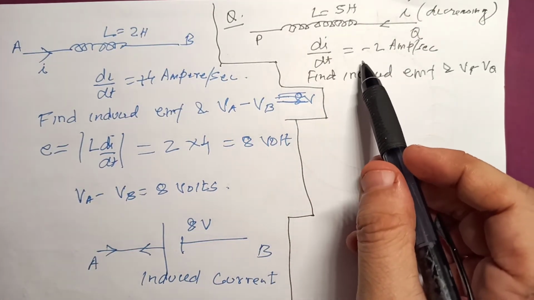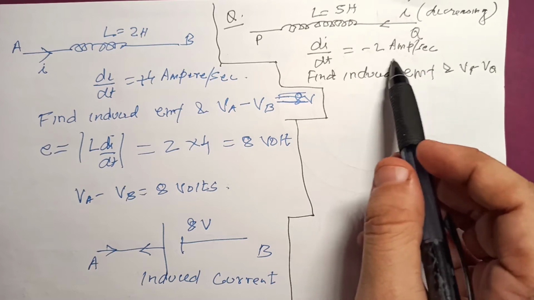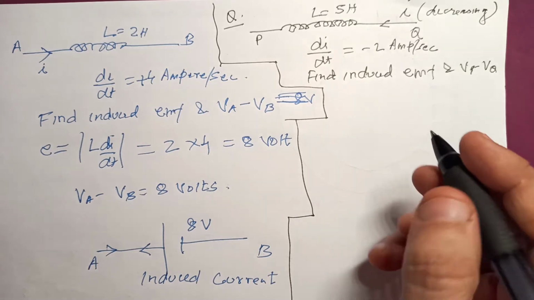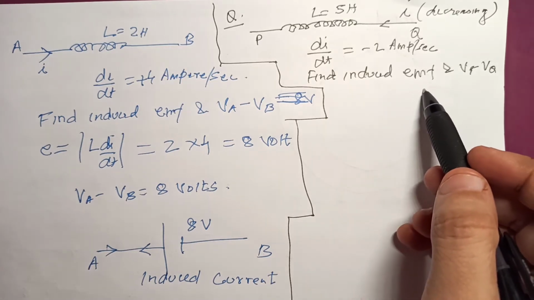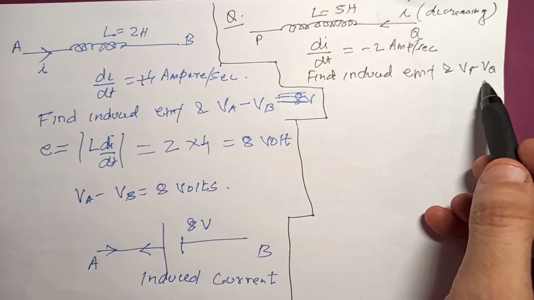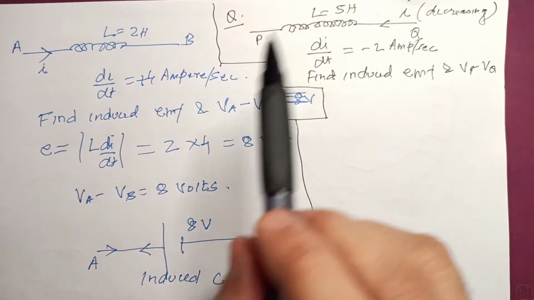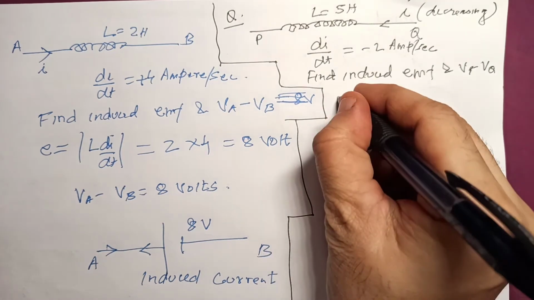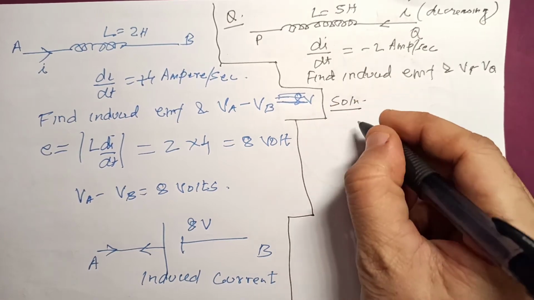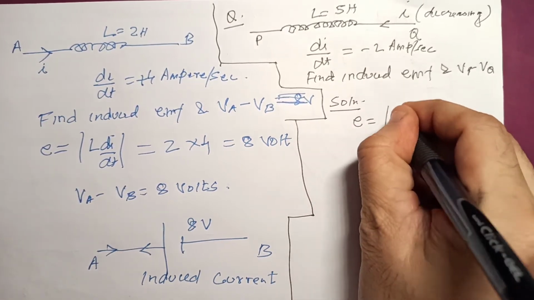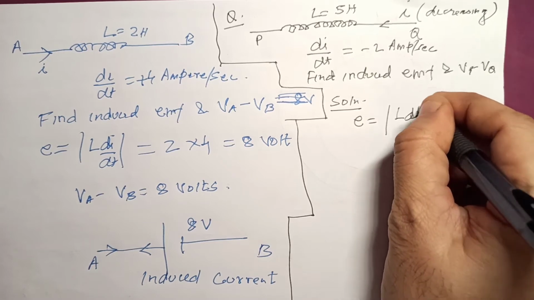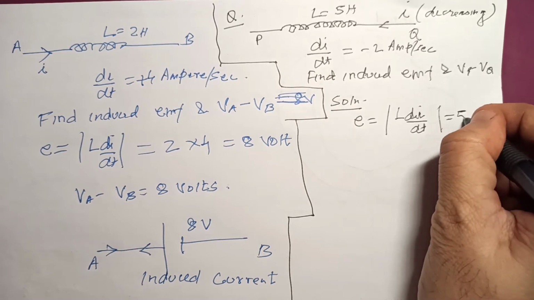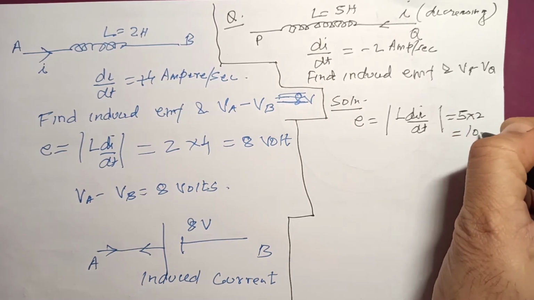di by dt is given as minus 2 amp per second. So basically the current is going down, right? It's getting reduced. We have to find the induced EMF and we have to find Vp minus Vq, the potential difference between these 2 points P and Q. Now, if I go by the basic formula, I know E is equal to mod of L di by dt, correct? So if I just put in the values, it becomes 10 volts.